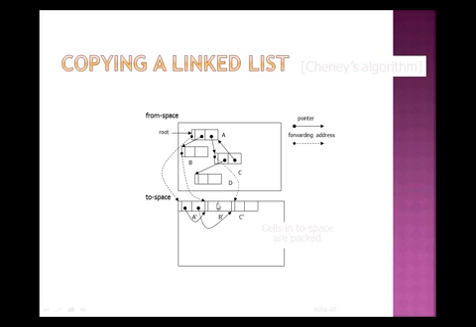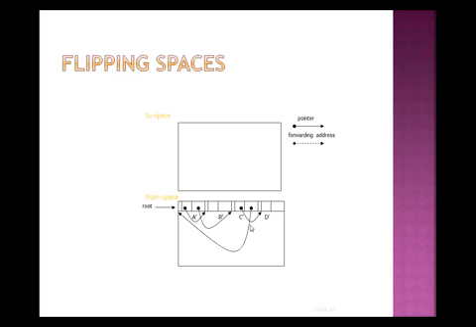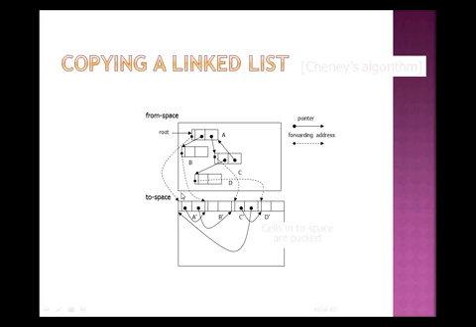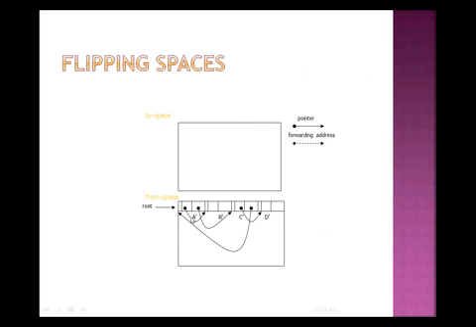Then again, how to copy: the cells in the to space are packed. This is B dash, this is C dash. Again this is also a toggle. Now flipping the spaces, how to flip? First of all, there is a from and there is a to. Now this is a to, this is a from.